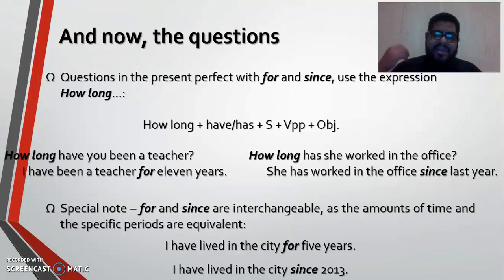So, if I have lived in the city for 5 years, it's the same as saying I have lived in the city since 2013. Why? Because 5 years ago, it was 2013. Remember, the present is 2018. So 5 years ago, 2013 is exactly the same. Remember, you can use for and since interchangeably as long as you respect the equivalency of the periods of time. So 5 years ago should be similar to 2013. The only case in which we cannot make this equivalence is with since and a specific moment. Since I got married, for example. Or I can say I have been married for 8 years or since 2010, but that's it. Okay?